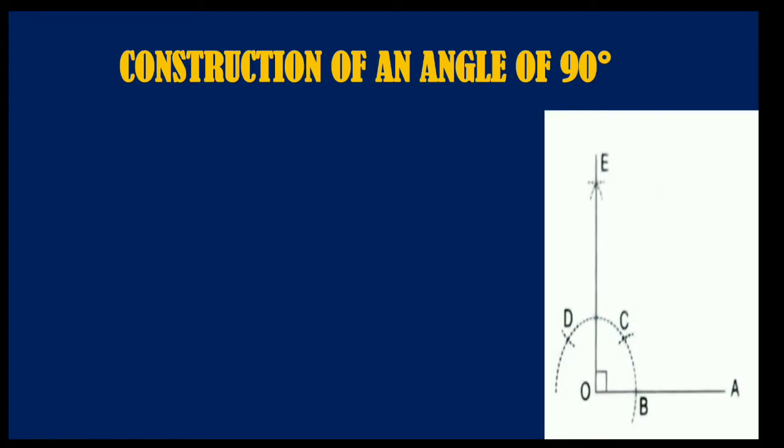Construction of angle of 90 degree. Now 90 degree can be constructed in two methods. So let's see the first method, how to construct an angle of 90 degree. So this is how you have to draw 90 degree, which is also known as perpendicular. So let's see how to draw.